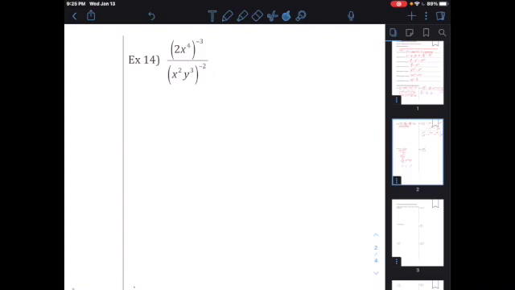Example number 14, the parentheses are on top and bottom. Make sure you do the problems like the top is a small little problem, the bottom is a small little problem. You should not combine them because they don't square the same way. So absolutely no combining top and bottom until you take care of everything on top and on the bottom separately. So let's take a look.